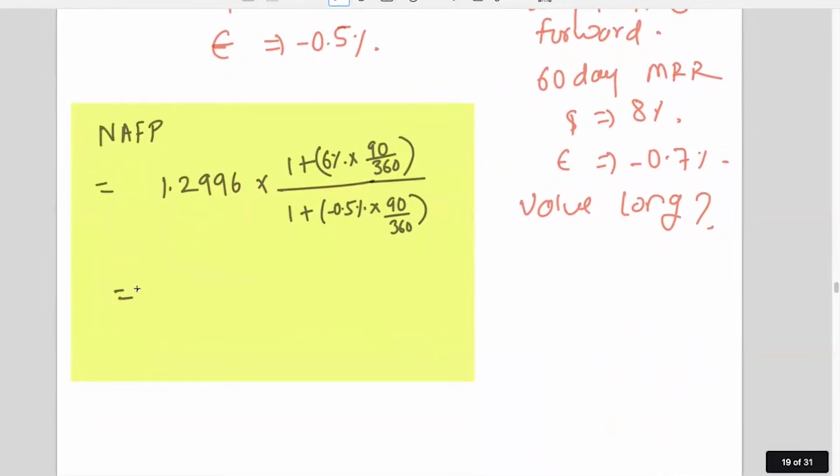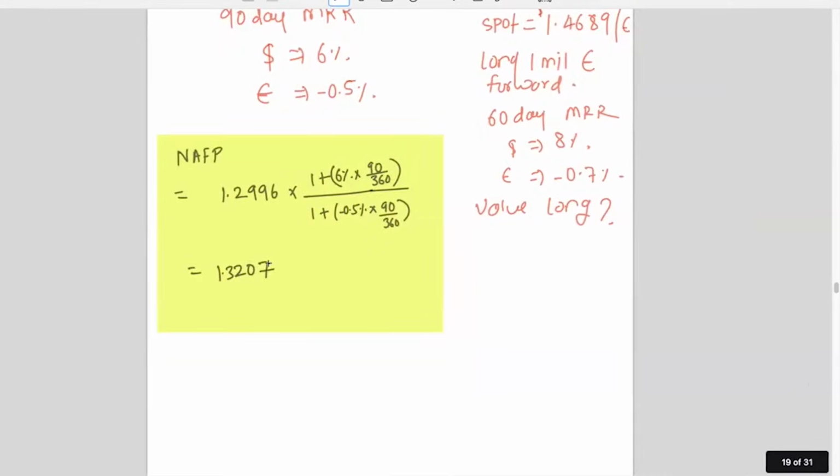Here we go. 6% into 90 by 360 plus 1, STO 1. 0.5% negative into 90 by 360 plus 1, STO 2. RCL 1 by RCL 2 into 1.2996 equal to. I'm getting 1.3207. This is your answer to question number 1.